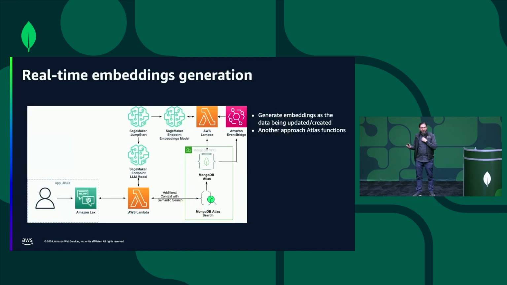Now, what happens if the data that you're using in MongoDB Atlas gets updated frequently? You need to have a mechanism to regenerate your embeddings. Otherwise, your semantic search will not retrieve the right results. For that, Atlas has integration with Amazon EventBridge. Whenever a record changes, we can call Lambda. Lambda can invoke the embedding model, get the embeddings, and update them in MongoDB Atlas. This way you keep them continuously up to date.